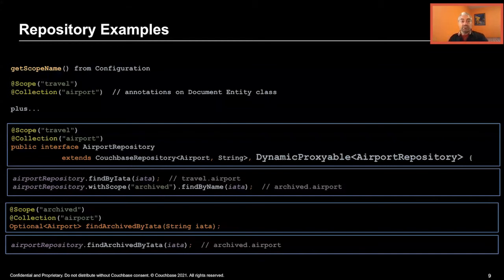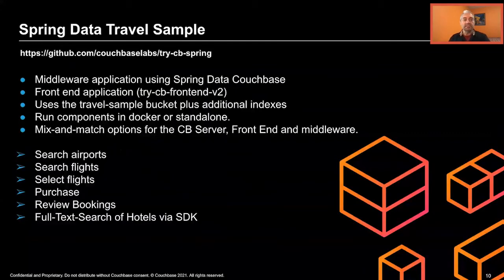So I have a travel sample. It's the same travel sample that you may have seen for all the other SDKs for Python and Java and so on. I've made one for Spring Data. If you're not familiar with it, it comes in two parts. There's the middleware application, TryCB Spring. It uses Spring Data. The other ones, like TryCB Java and so on, use the other SDKs. It has a front end, and the front end is the same for all the different versions of this travel sample.